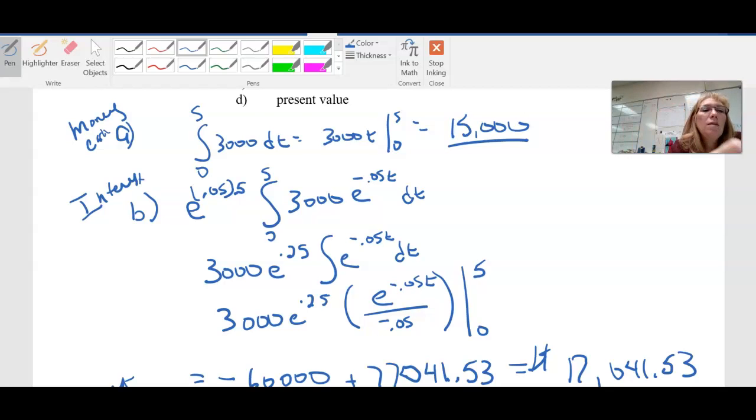Your first one is present value. So this is just how much you're earning. You started off with $3,000. So you go from 0 to 5, and you have a total of $15,000 earned with no interest.